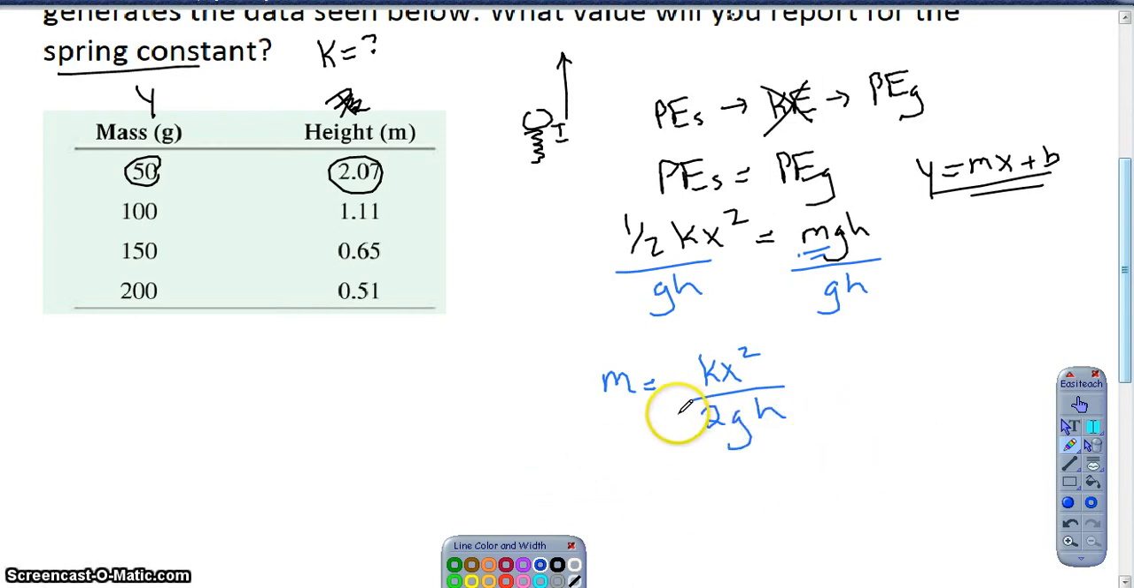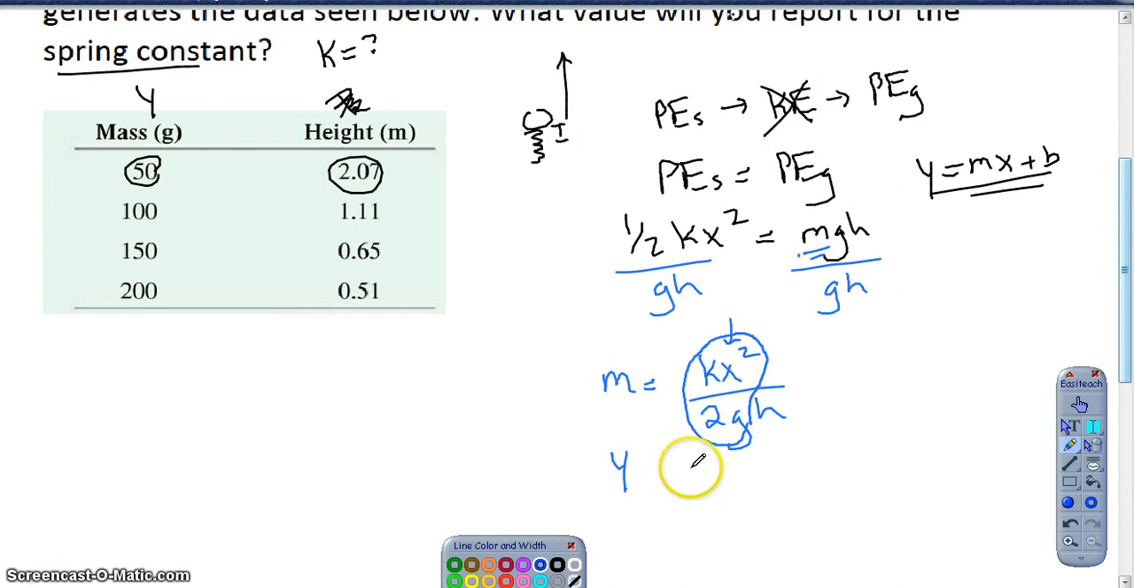Again, my goal is to make this look like y equals mx plus b. My m is acting as my y, so that's okay. What's acting as my x? Well, let's start to identify what are constants. The k is a constant. The x I kept the same, so the x is actually a constant value in this particular problem. Both the 2 and the g are also constants. So all 4 of these measurements right here are constant values.